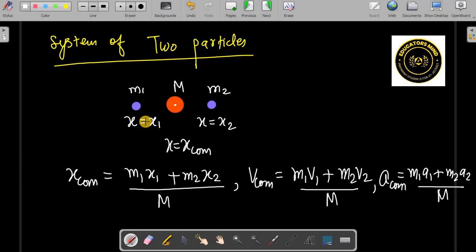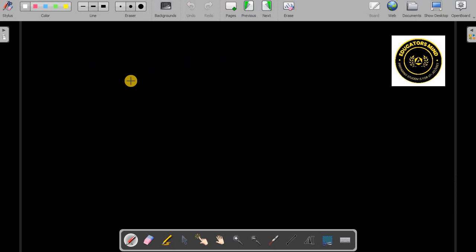If it is along the y-axis, then instead of x you can replace it with y, and similarly if it is along z, you can calculate with z instead of x. So everything will remain the same. Now let us take this simple case. Suppose I want to find the position of the center of mass from the first particle or from the second particle, how to do that? So we should know this for this very simple case.